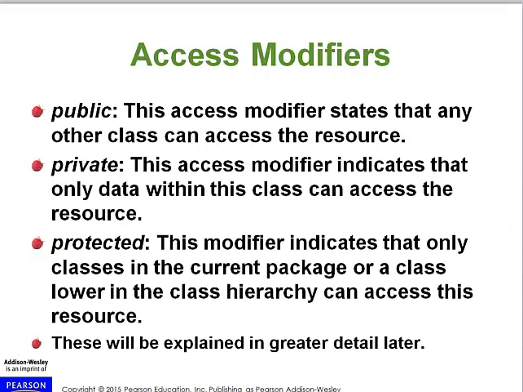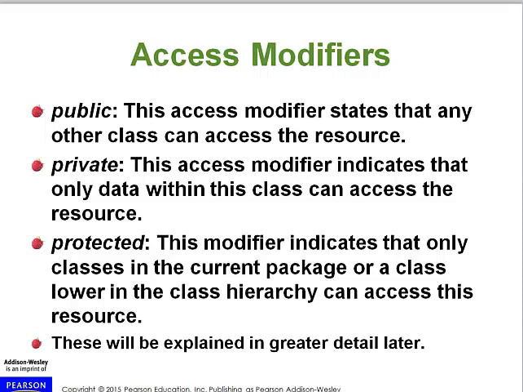Next, let me talk to you about this. Do know public, do know private, do know protected. These are three types of access modifiers. Public states that any class can access the resource. Private indicates that only data within the class can access the resource. And of course the third one is protected. This modifier indicates that only classes in the current package or classes lower in the hierarchy can access this resource. Again, we don't handle protected. We only do public and private at this level of the course.